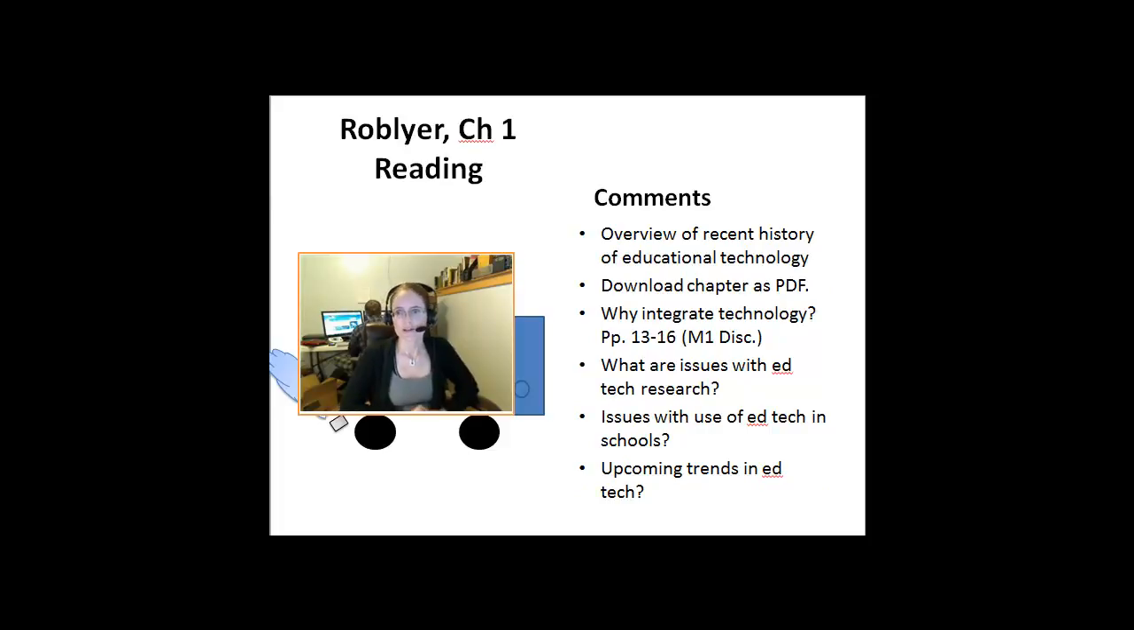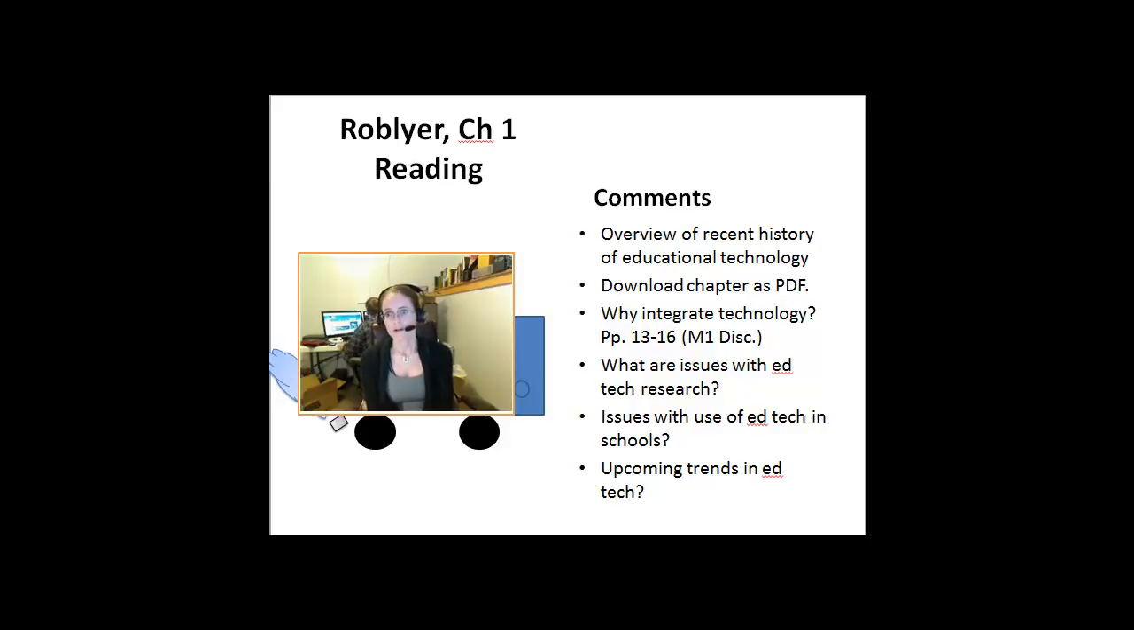All right, so Roblier chapter 1 reading will give you an overview. So you're going to read chapter 1 of a book. You're going to download this chapter as a PDF, and this will give you an overview of recent history of educational technology. It'll attempt to answer the question, why do you integrate technology? That's around pages 13 through 16, and that actually will come in handy for the Module 1 discussion as well.